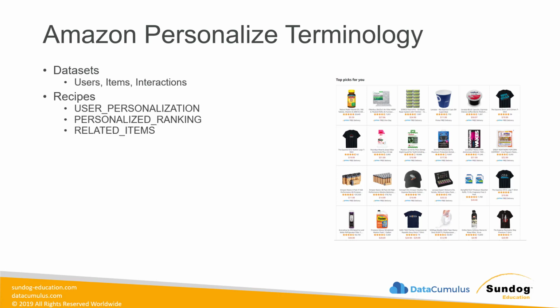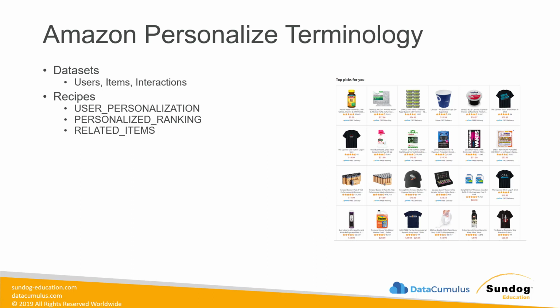It also has a concept of recipes. So the recipe is basically, what kind of model do I want to build with Amazon Personalize? One is user personalization, meaning that I want to get recommendations for a specific user. The other is personalized ranking, meaning that I'm giving it a list of items that I want you to rank in a personal manner. And finally, related items is the other recipe, the one where we're just getting similar items for a given item based on aggregate customer behavior.